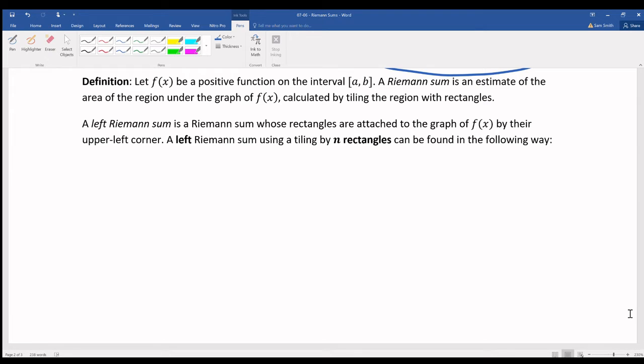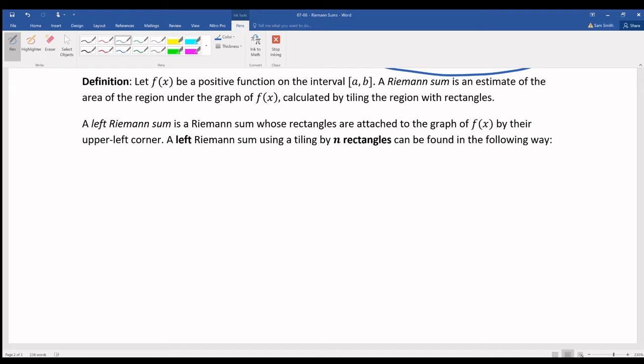Now that we have an idea of what the idea is behind a Riemann sum, let's make clear exactly what that terminology means, Riemann sum, and let's try and get a formula going for calculating those sums relatively easily. So suppose we have f of x, which is representing a positive function on some interval, let's just say a to b. What is a Riemann sum?